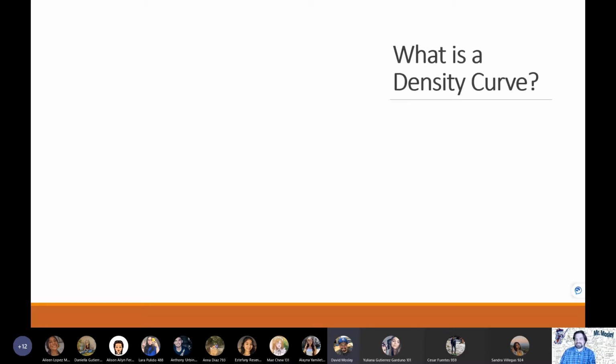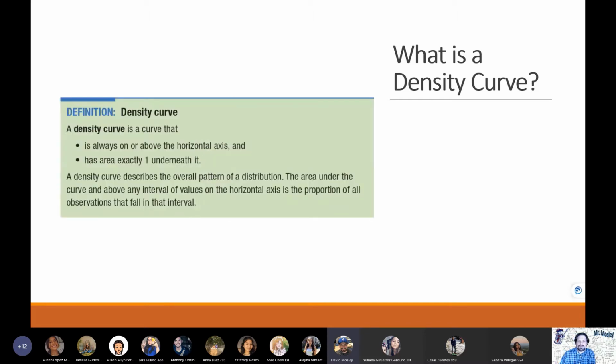So, what is a density curve? That's the first thing. What is a density curve? So here's our definition straight out of the textbook. A density curve is a curve that is always on or above the horizontal axis and has area exactly 1 underneath it.